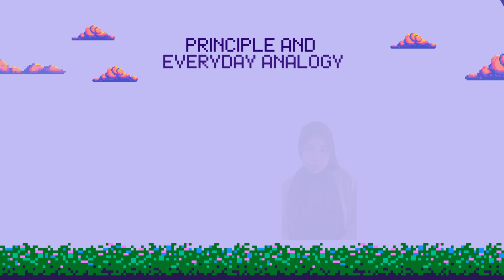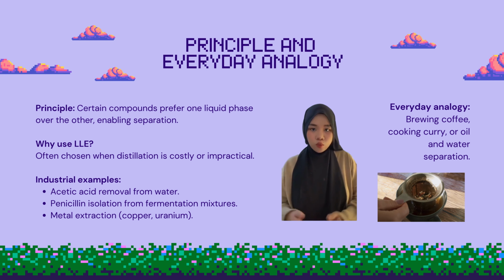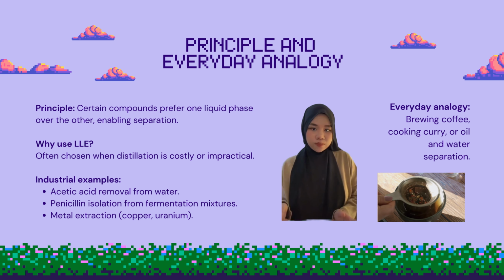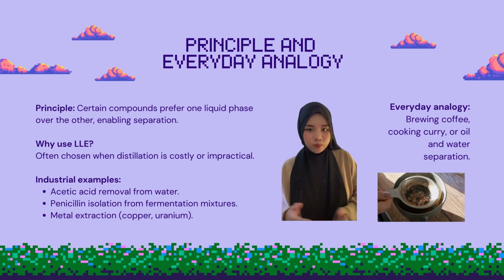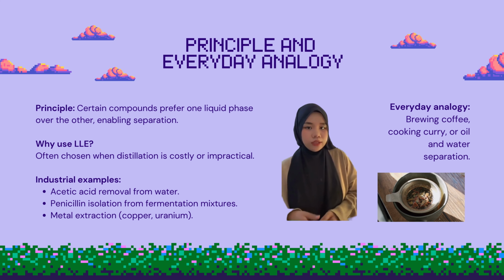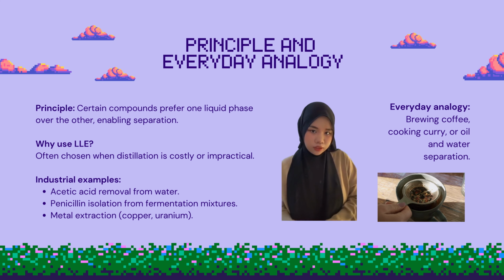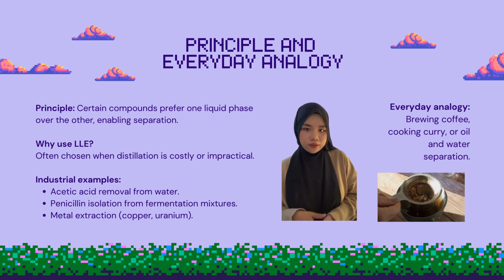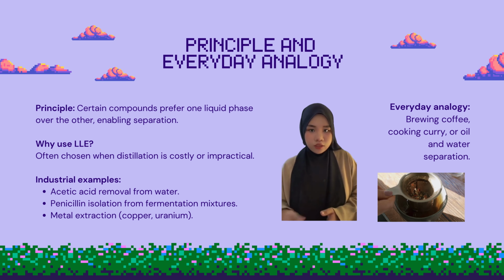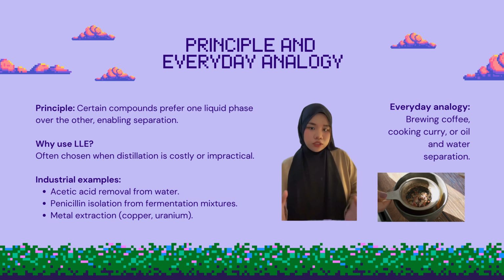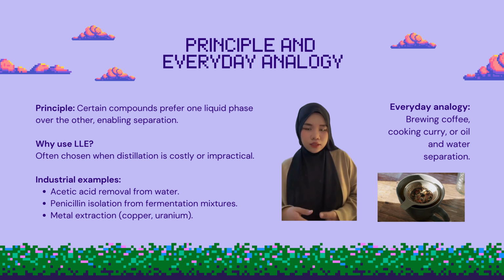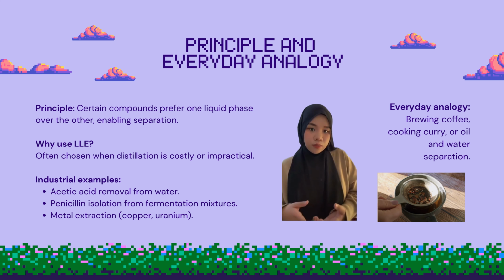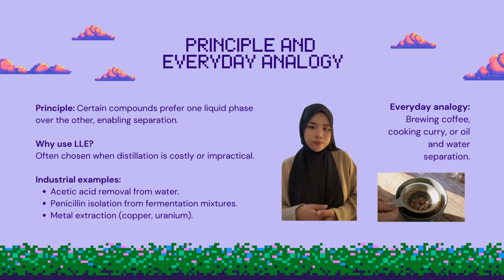It all comes down to solubility and how the solid prefers one liquid over the other. Liquid extraction, or LLE, works because some compounds like one liquid over the other. That preference makes it possible for them to separate. We usually use LLE when distillation is not practical. Maybe it is way too expensive, or maybe the compound is heat sensitive. In industry, we use LLE for things such as removing acetic acid from water, isolating penicillin, and even extracting metals such as copper and uranium.